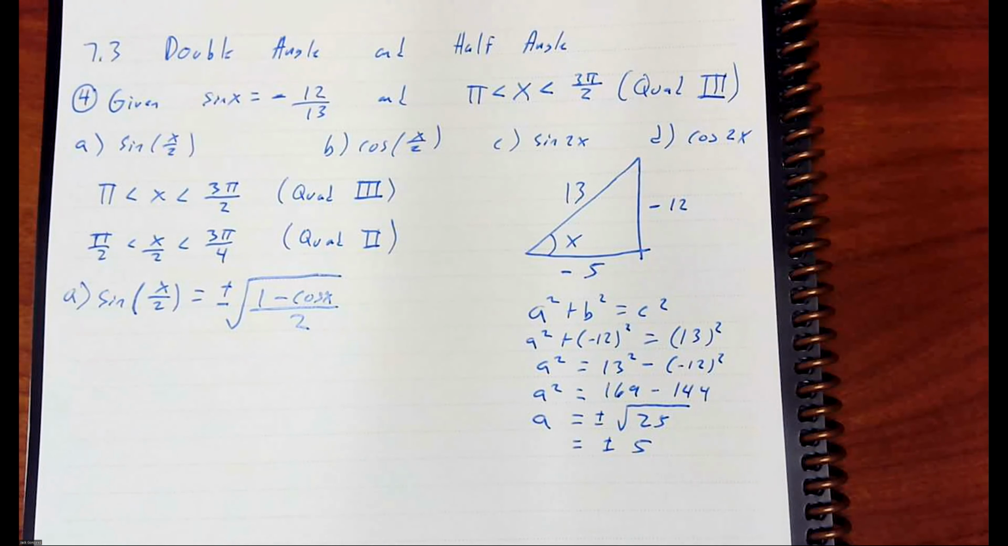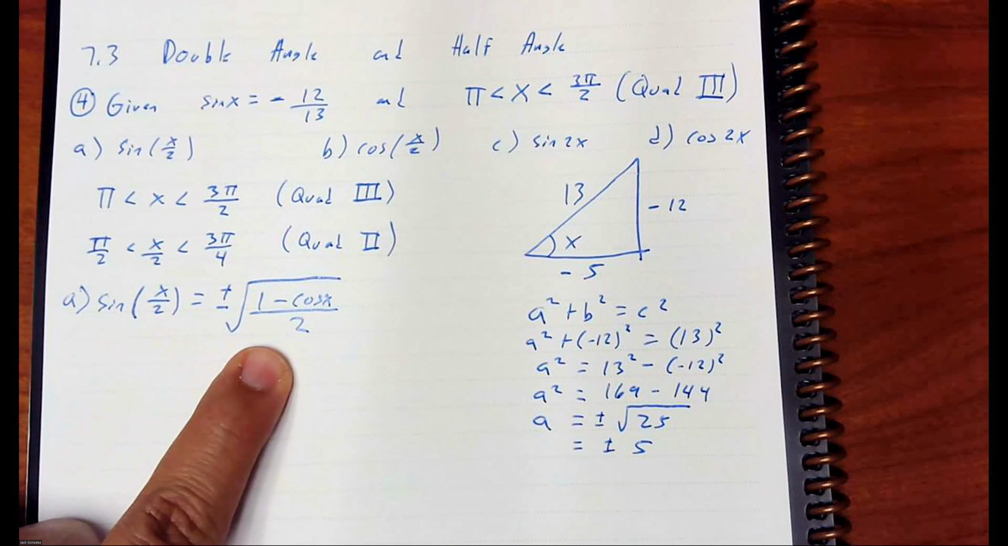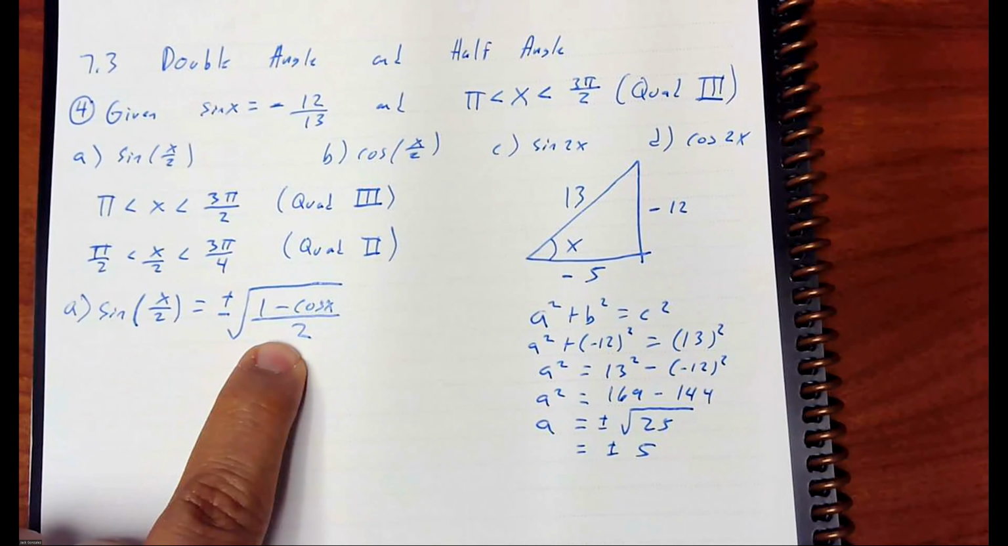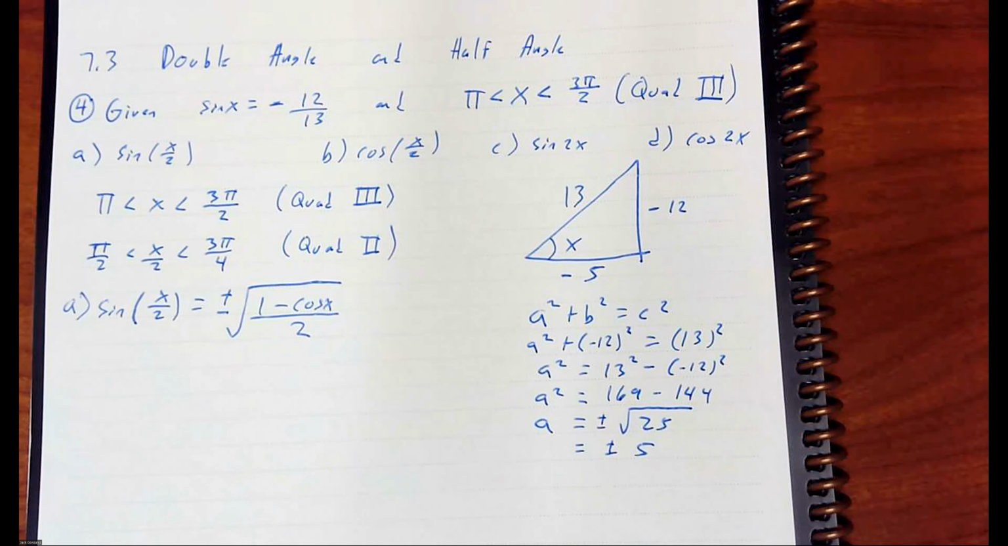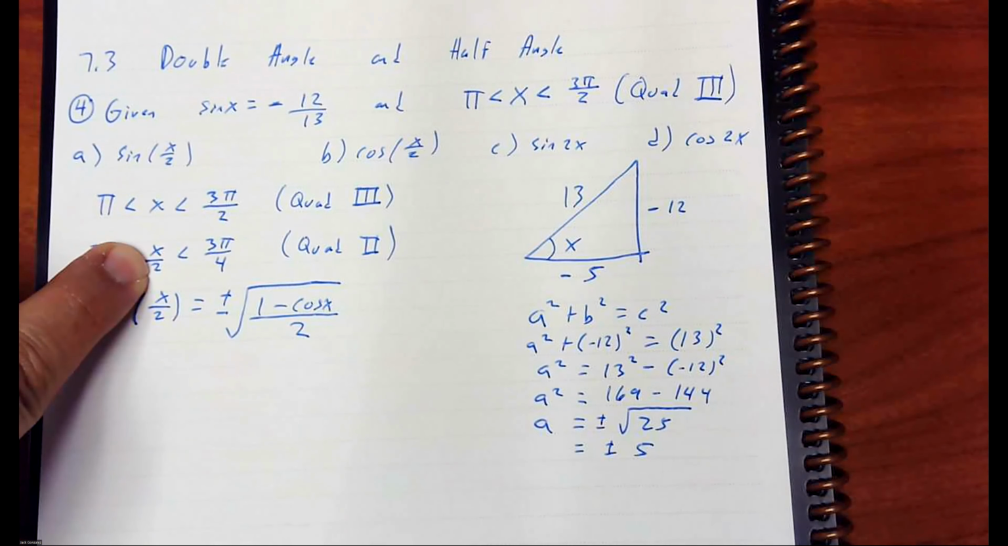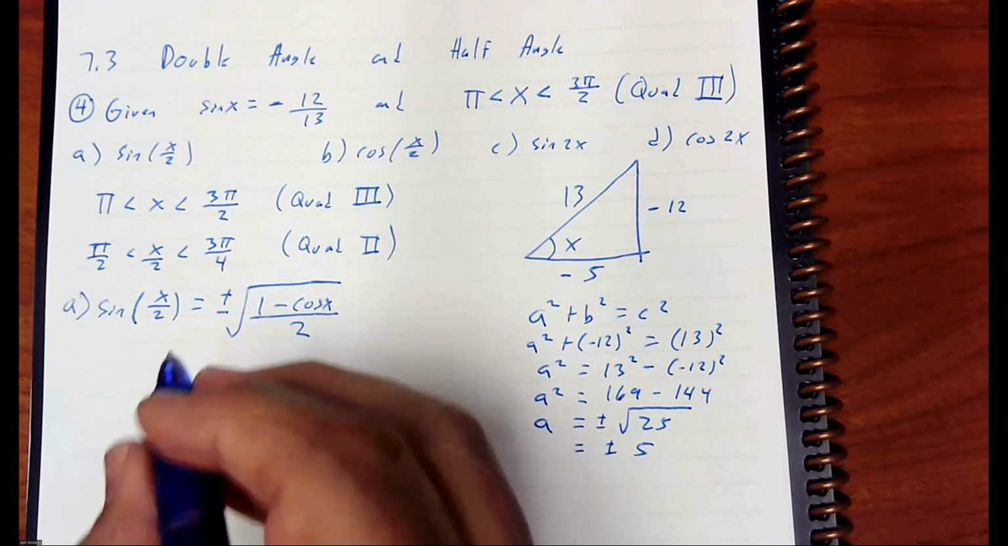Okay, so part A, sine of a half angle, x over 2, is equal to this in your formulas. I gave you this on your formula sheets or in the notes. Do we choose plus or minus? And what determines that? It'll be determined by the location of the half angle. So in quadrant 2, is sine positive or negative? Yeah, so we're going to choose plus.